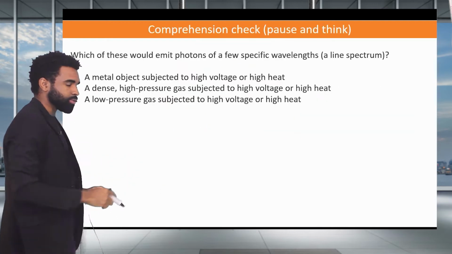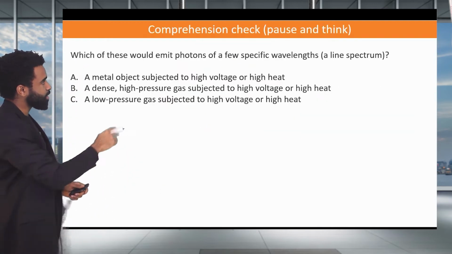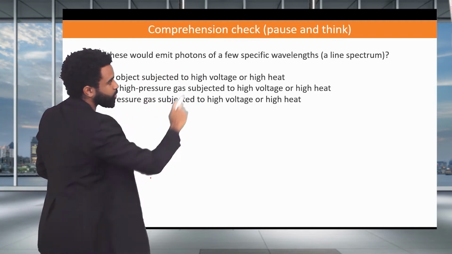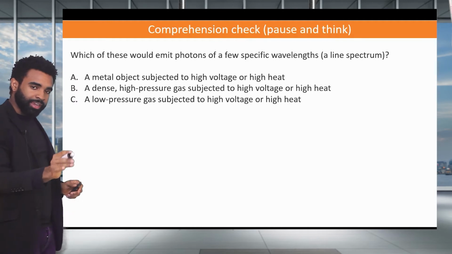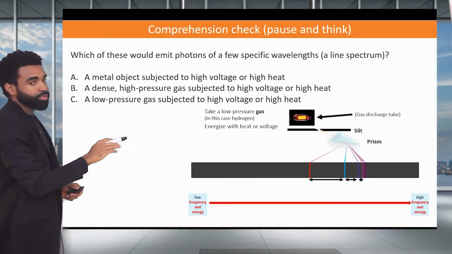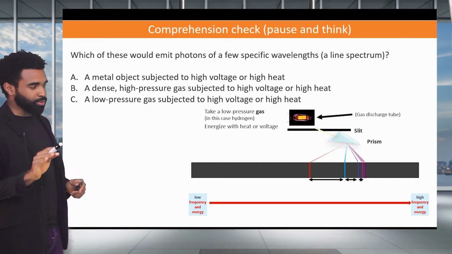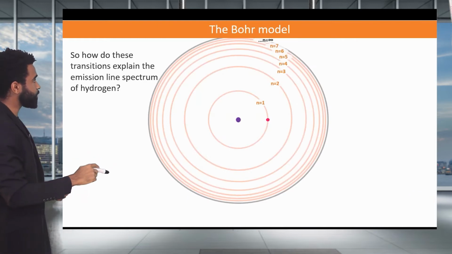But here's a question based on what we've said so far. Pause and think through it. We're asking which of these would emit photons of a few specific wavelengths. That is a line spectrum as opposed to a continuous spectrum. Again, pause and think. In 3 seconds, I'll show you a clue. There's your clue. In 3 seconds, I'll show you the answer. There's your answer. Okay? All right, so let's get back to it.